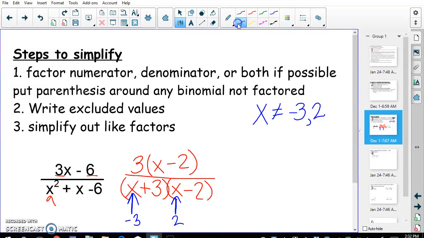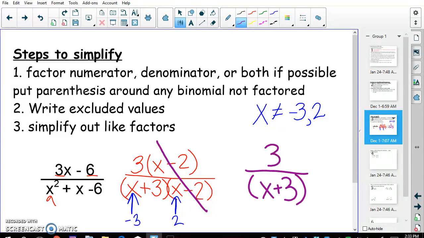Now that I've done that, I'm going to go in and say, okay, what can simplify out? That x minus 2. So my final solution is 3 over x plus 3, and my excluded values are negative 3, positive 2.